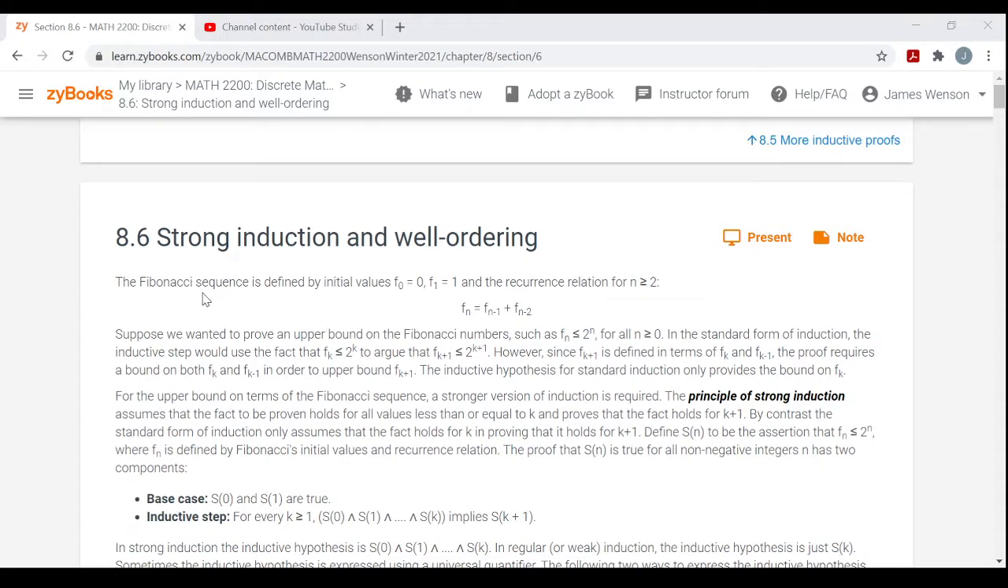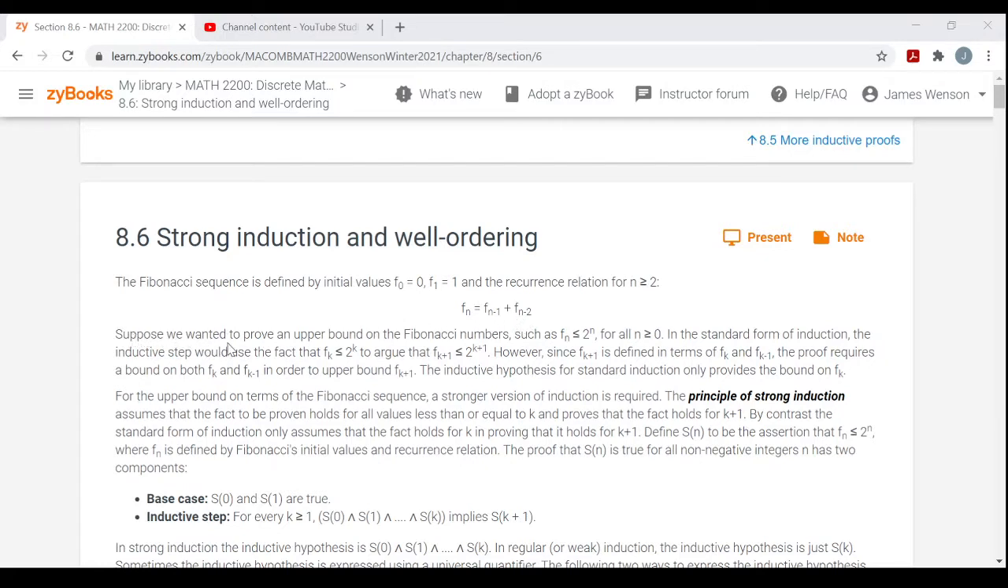So the Fibonacci sequence, remember, is defined by initial values: f sub 0 is 0, f sub 1 is 1, and the recurrence relation, for values of n greater than or equal to 2, f sub n equals f sub n minus 1 plus f sub n minus 2. Every term of the sequence is the sum of the previous two terms.